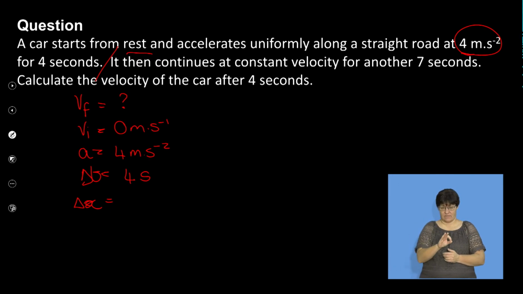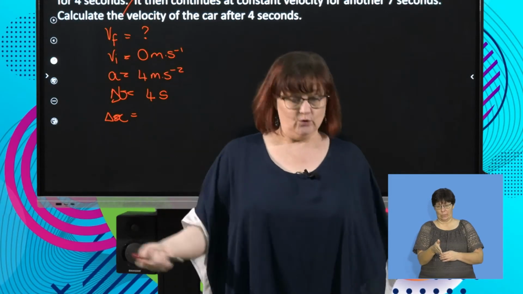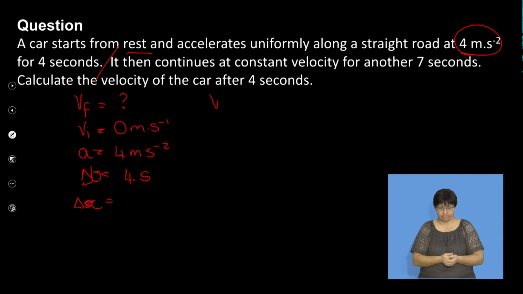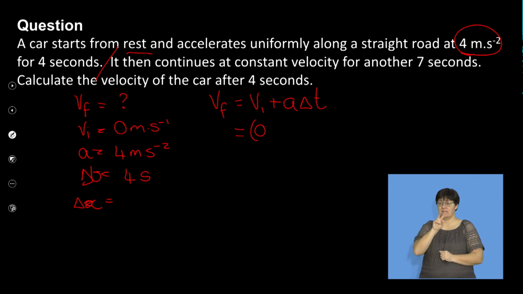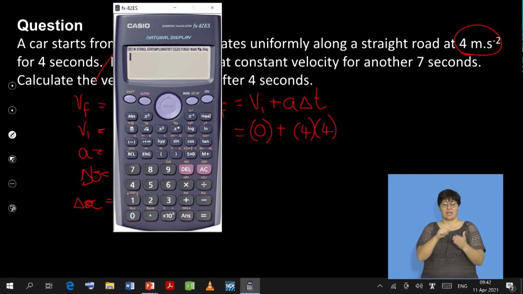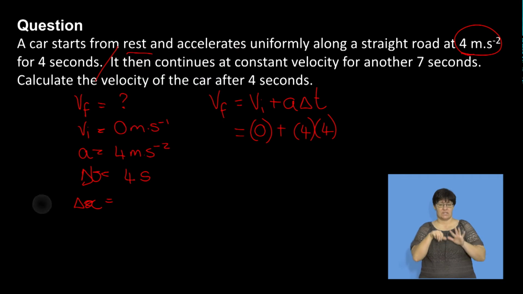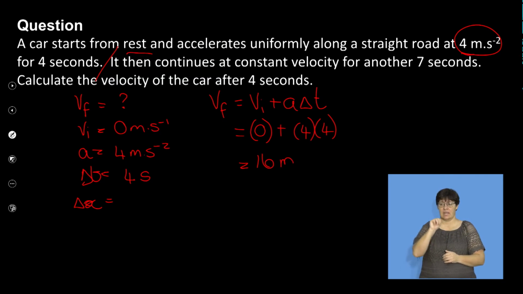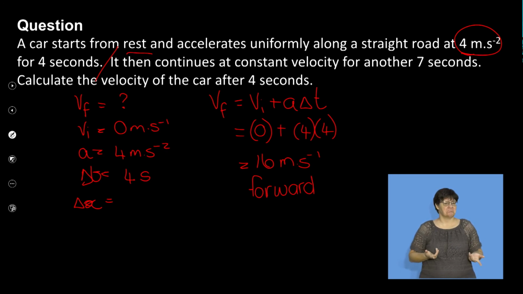They want the velocity, so I want Vf. I'm going to choose the equation that doesn't have x in it, because I don't know delta x. Therefore, Vf equals Vi plus A delta t. Vi was 0. A is 4. Time is 4. So we take out our trusty calculators, and we get 16. So it's 16 meters per second, and I'm just going to say forward. That first question was nice, very nice. Straightforward, nothing to worry about.